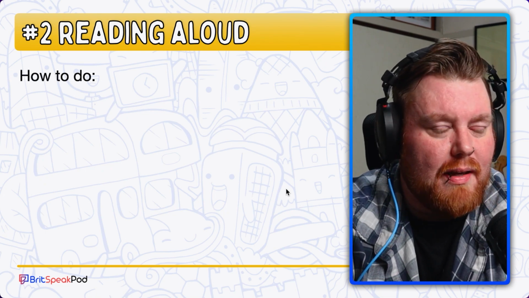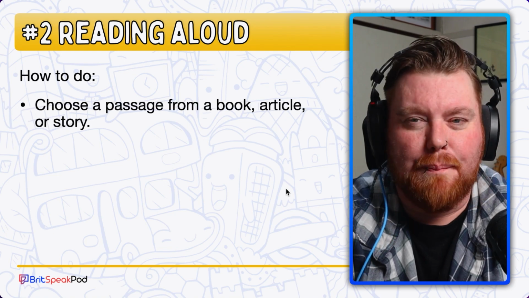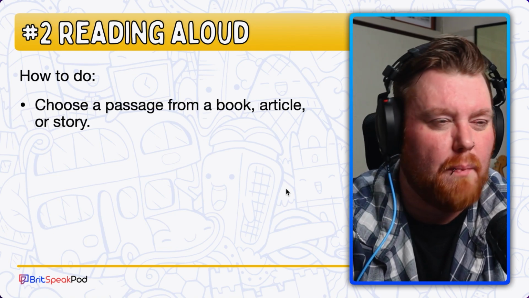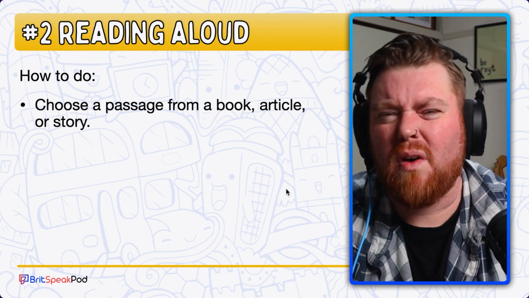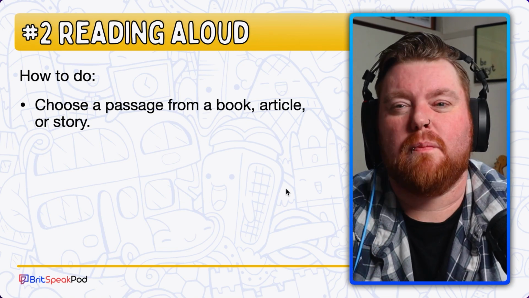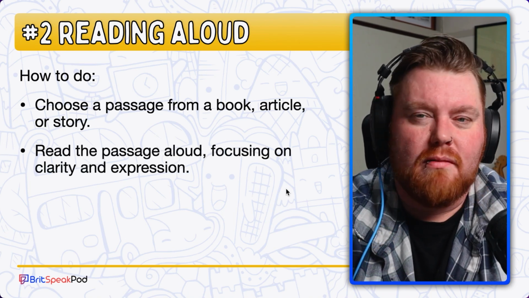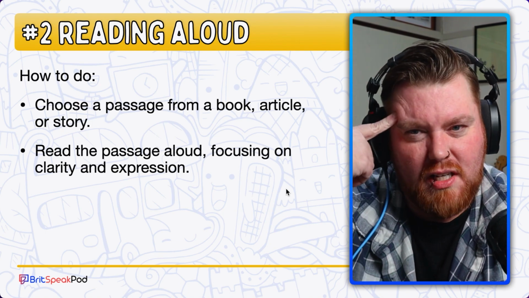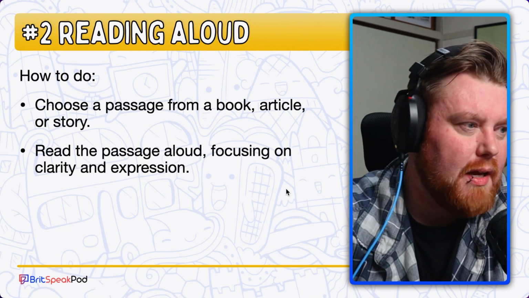Now, how to do it is pretty self-explanatory, I would imagine. Find a book. Step 1, a book or an article or a story or a poem or a tweet if you really want. Oh, they're not called tweets anymore, but whatever. Find some words that are written down and read them words out loud with your real voice, not just in your head. Read it with your eyes and say it with your mouth at the same time, yeah?